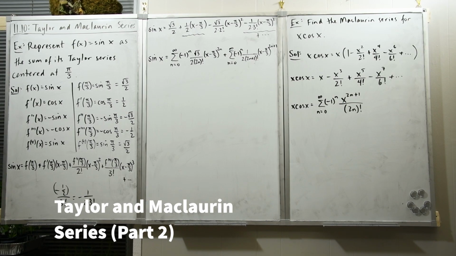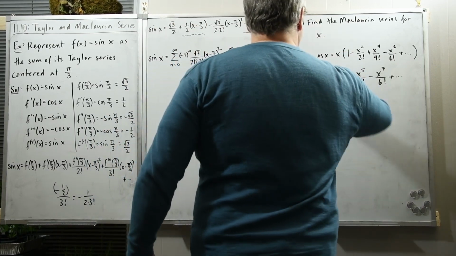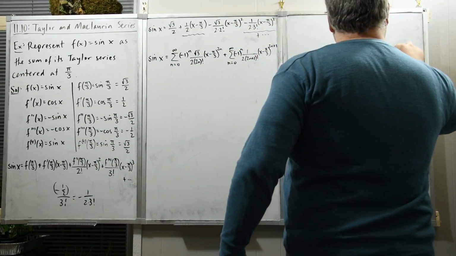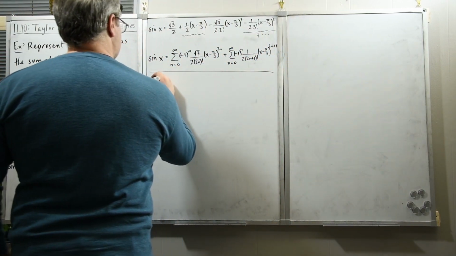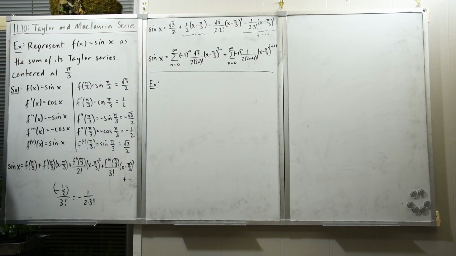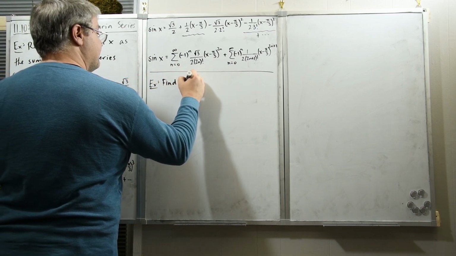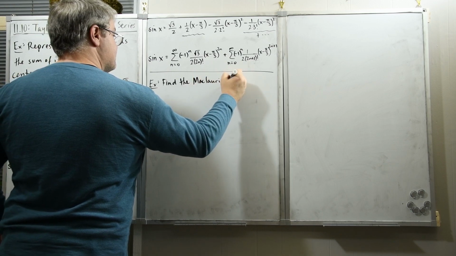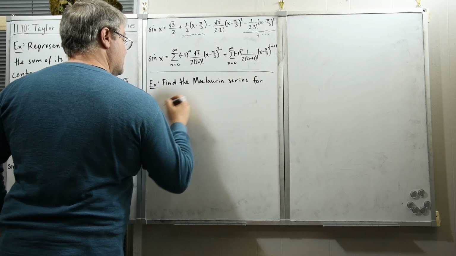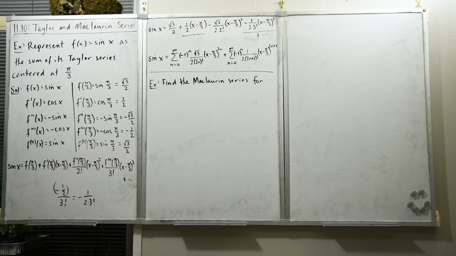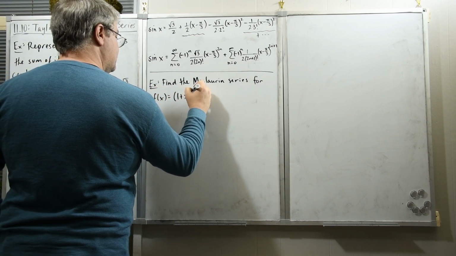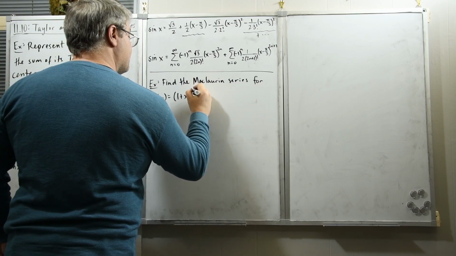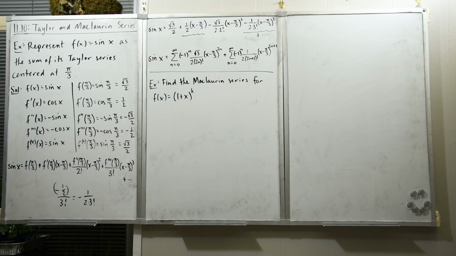Alright, so next we're going to consider the following example. For this example, we're going to find the Maclaurin series for f of x equals 1 plus x raised to the k power, where k is any real number.